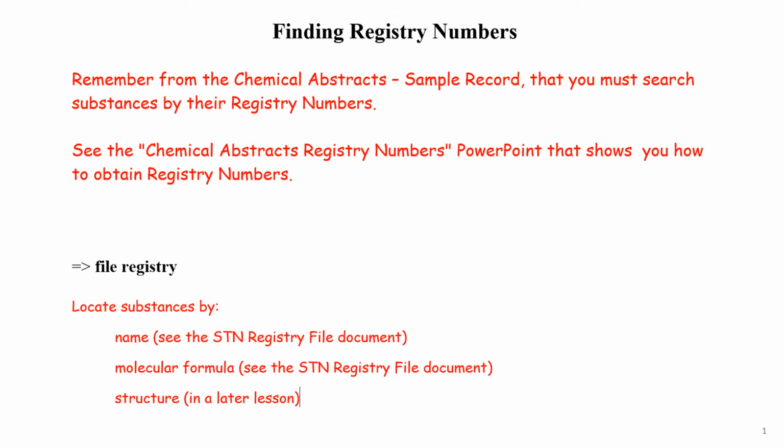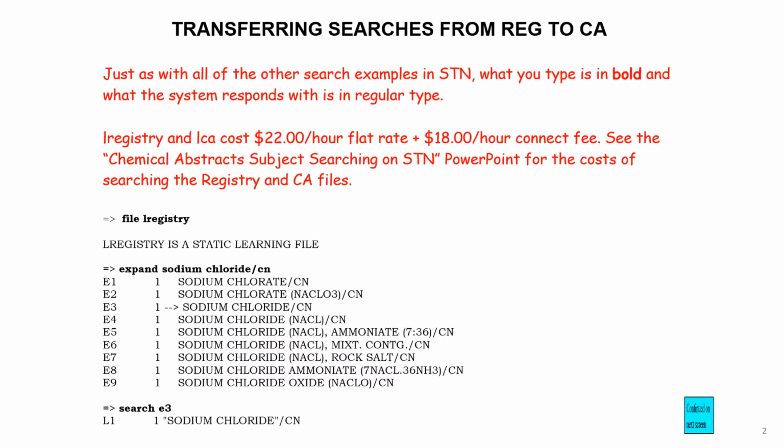So you begin your search in the registry file, which we've looked at before, and you could look at the previous PowerPoint where you will see how to locate substances, either by their name, the molecular formula, by the registry number, and structure, which I'll be showing you later. It's different in STN than it is in SciFinder. We'll be looking at those differences. I am doing most of these searches in the learning files, mostly because it's cheaper than the full file.